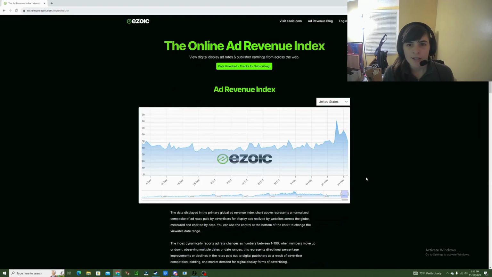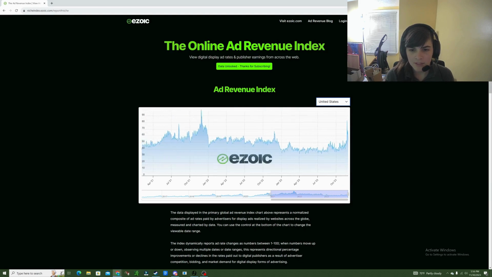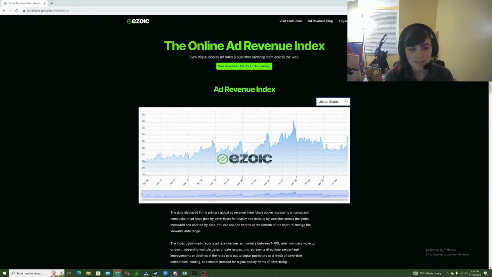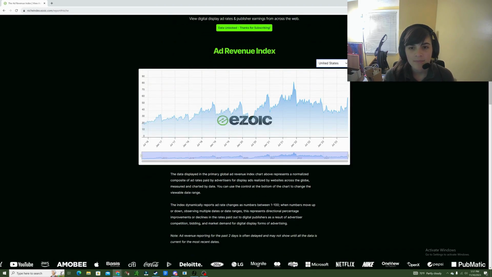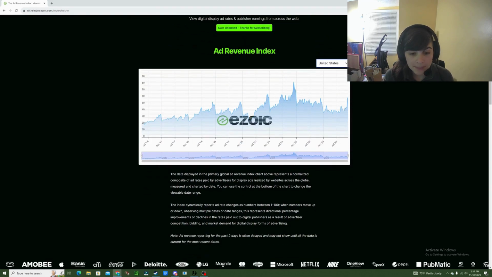So we are signed in now, and we now have access to the online ad revenue index. You can see you can change different countries. I focus mostly on the US. What we have the ability to do here is look at the index across multiple years. We can go all the way back to July of 2016. This shows us the general trends of basically ad rates. 100 is, from my understanding, the absolute max that ad rates could be.